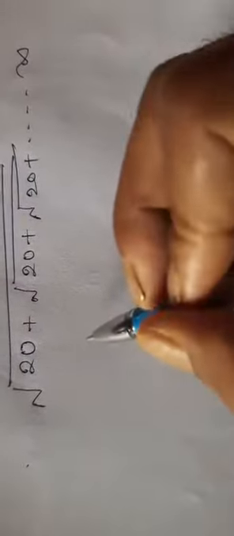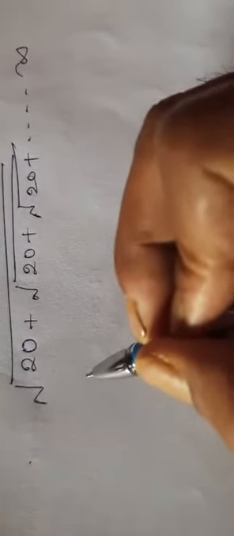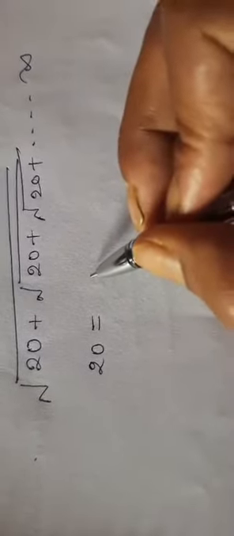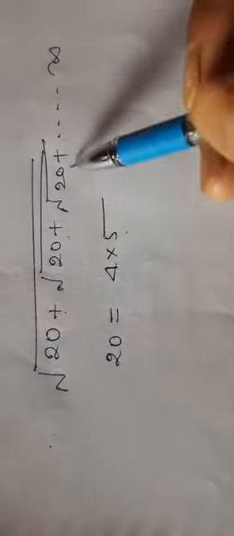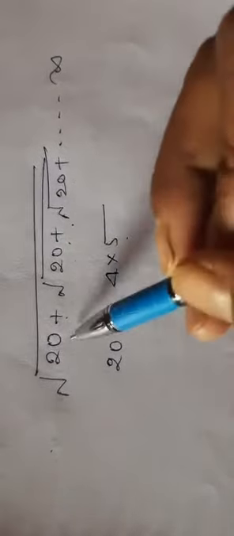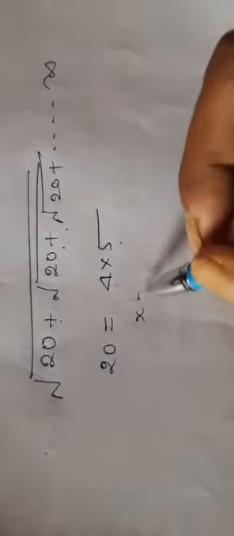Similarly students, now we can directly solve many questions. If a question is like this, square root of 20 plus square root of 20 plus square root of 20 plus square root of 20 infinite number of times, what will we do first? We will find the product of two consecutive numbers for 20. So 20 is the product of two consecutive numbers 4 and 5. Here the positive sign is given and the number inside each square root is the same, 20. So our solution will be 5.